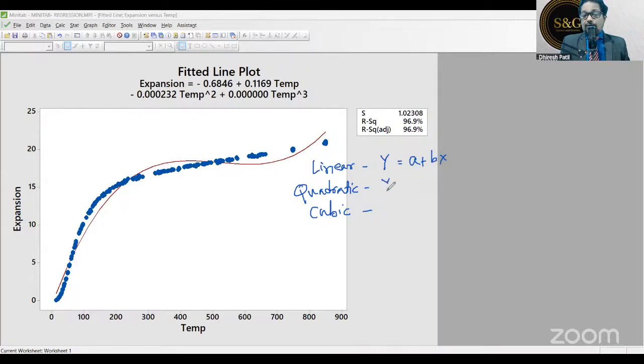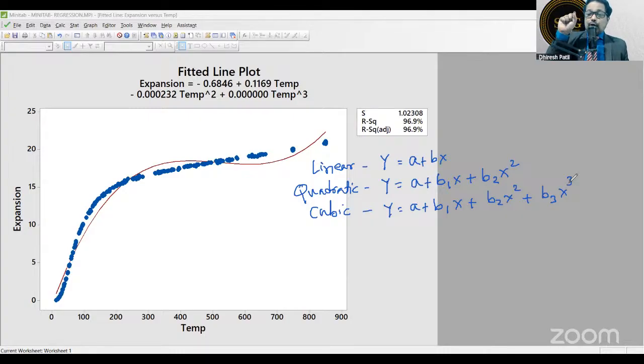In quadratic, what is the formula? Y is equal to A plus B1x plus B2x square. In the cubic, the formula is Y is equal to A plus B1x plus B2x square plus B3x cube. Why is it called cubic? Because there are cubic terms, x cube terms, available. Why is it quadratic? There are square terms, x square. Just write this down. This is the difference between the models.